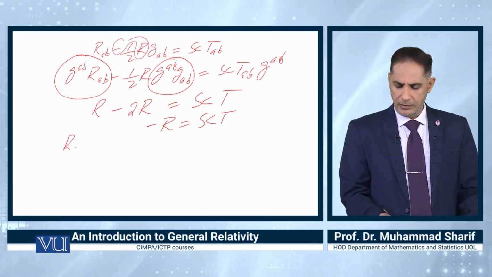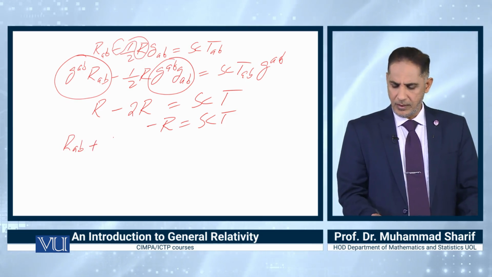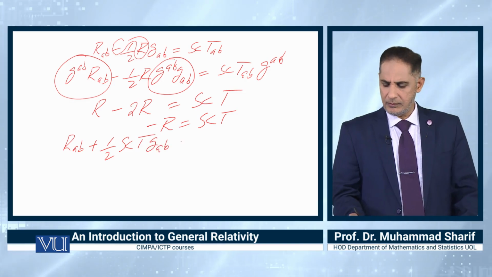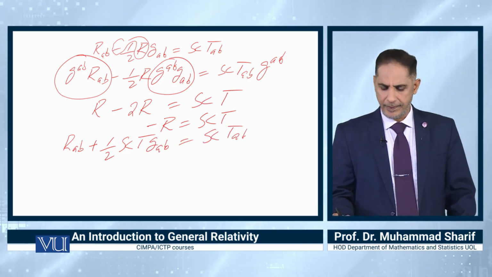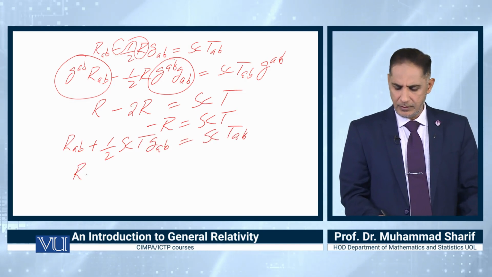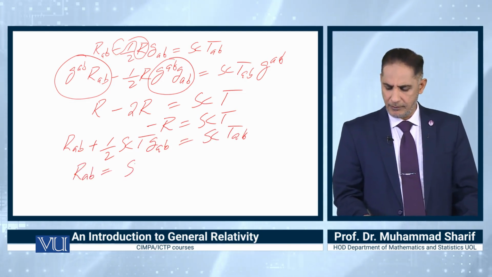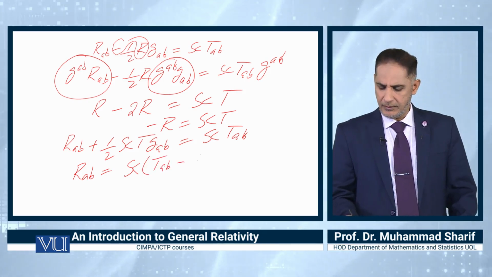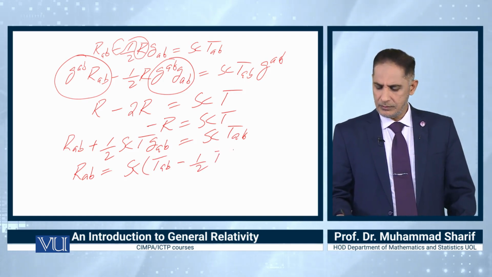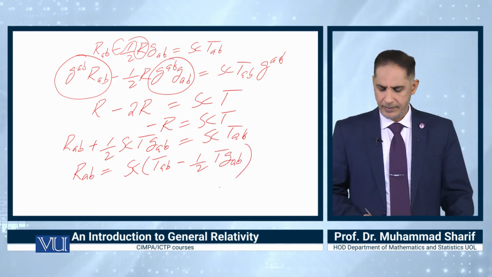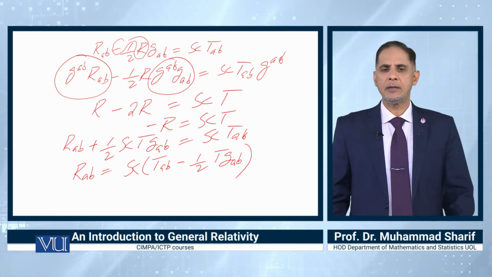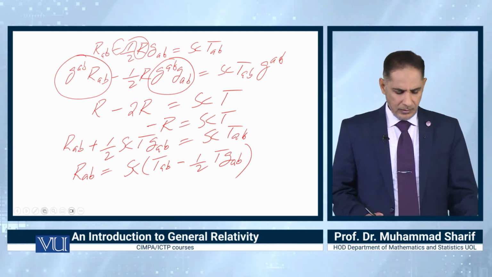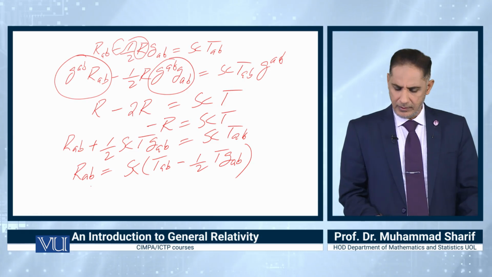So, R_AB plus 1 by 2 kappa T G_AB is equal to kappa T_AB. This means I can write R_AB is equal to kappa, the common factor, times T_AB minus half T G_AB. So, in other words, we can say that the Einstein field equations can be written in this form.